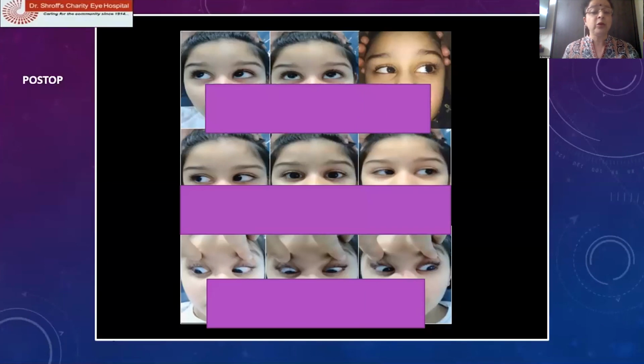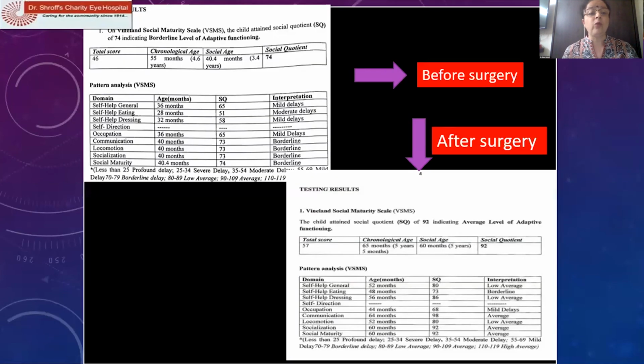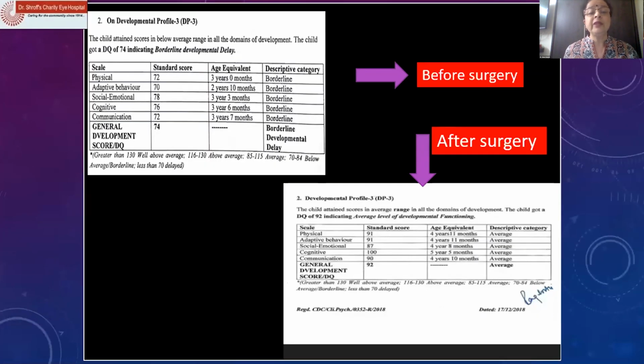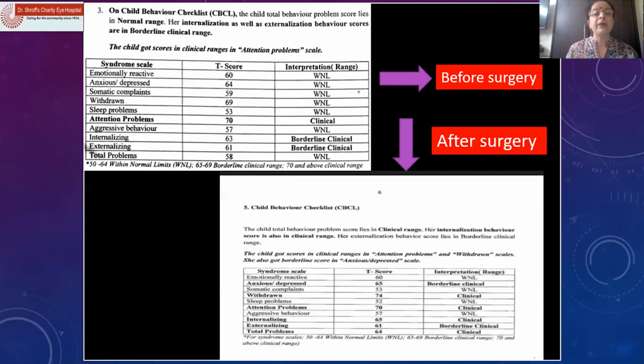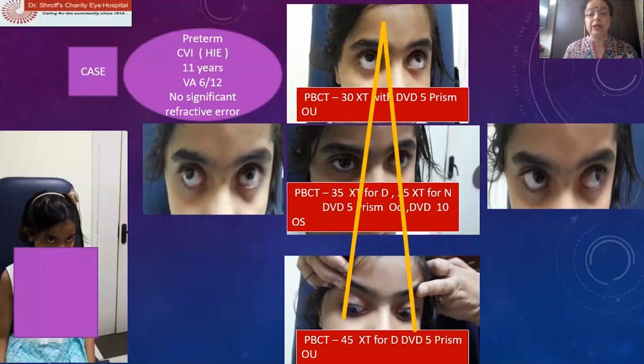I operated, there was motor stability. And what he did was, the psychologist said that before surgery and after surgery, he found a few parameters improving, like the social quotient. He found that communication, socializing, and even the borderline developmental delay tests improved, with cognitive and other communication skills improving. Attention problems were also improving. So he has convinced me that we need to operate on them much earlier.